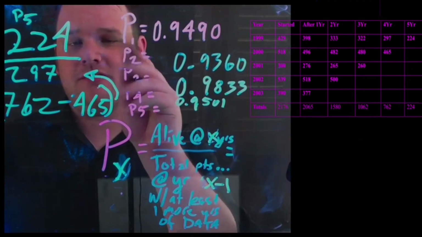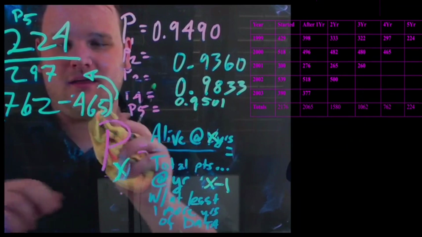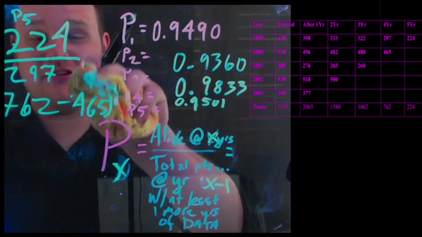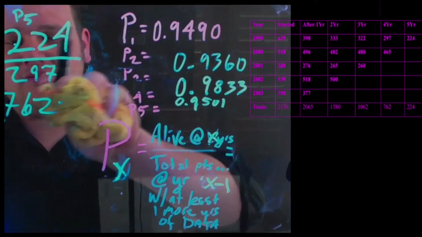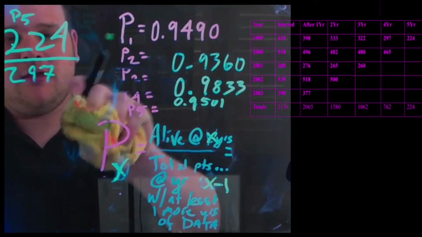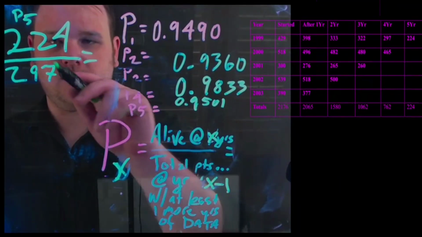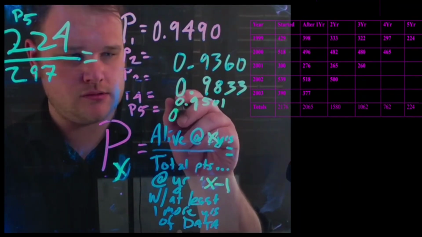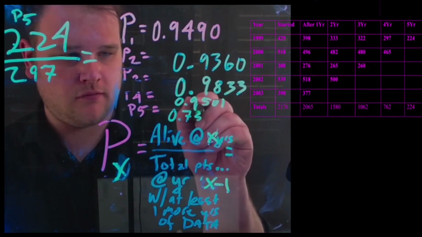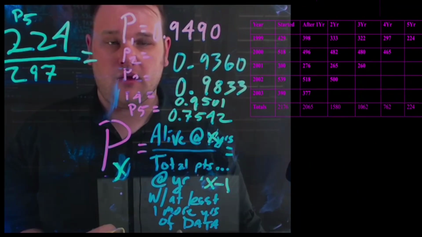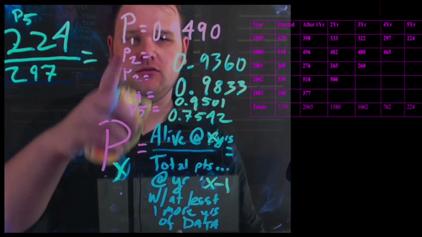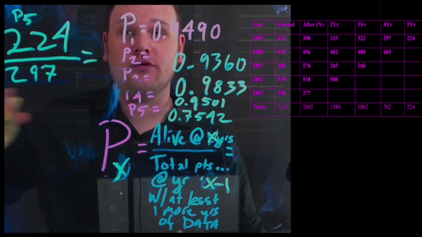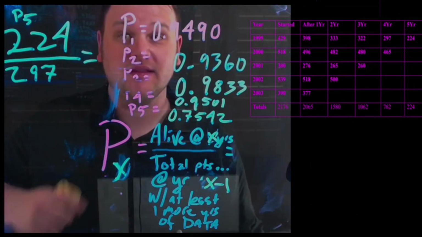But if you want to do it just to feel confident, or if you don't understand the things and you're just plugging numbers in because you don't understand what's going on, you might still get the right answer. The answer is 224 over 297, which is 0.7542. And we have one more step, and that is to multiply all of these to get the overall 5-year survival using the life table method.